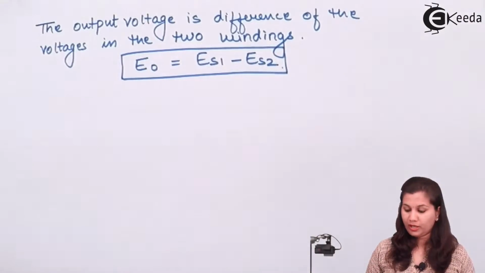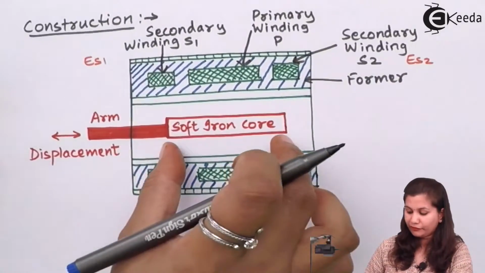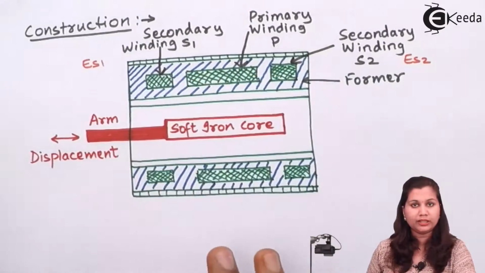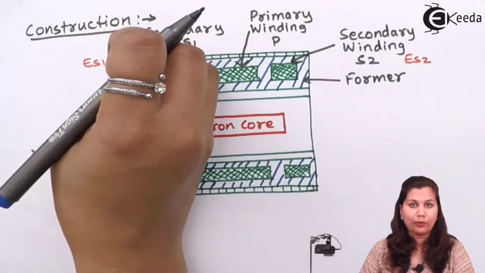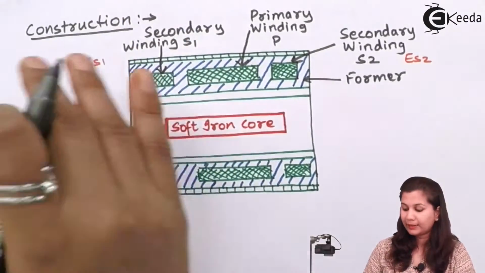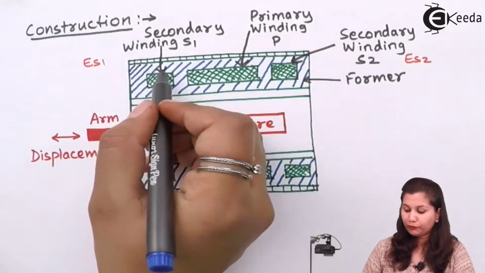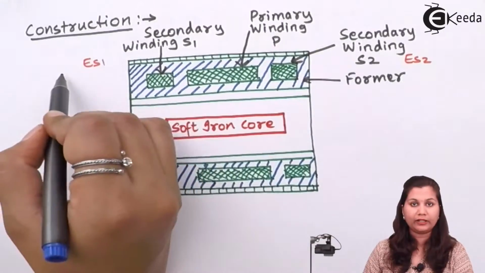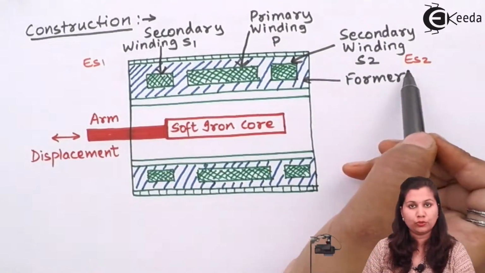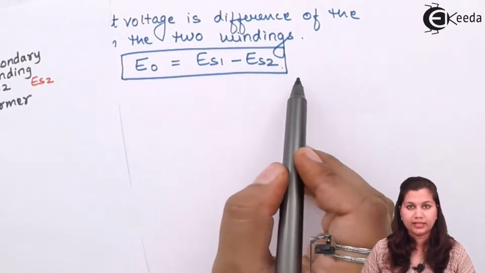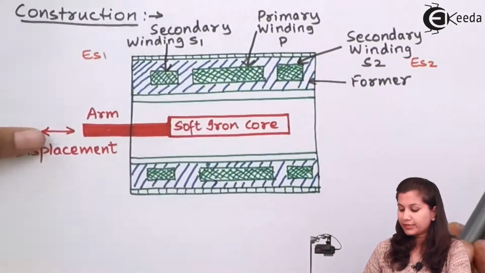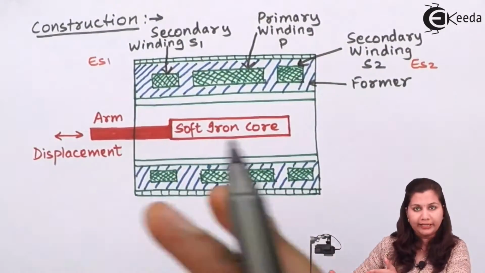Now when this soft iron core is moved to the left position, the flux linked with the secondary winding S1 will be more as compared to S2. So ES1 will be greater than ES2, and the output voltage will be ES1 minus ES2. Now if this soft iron core is moved to the right hand side.